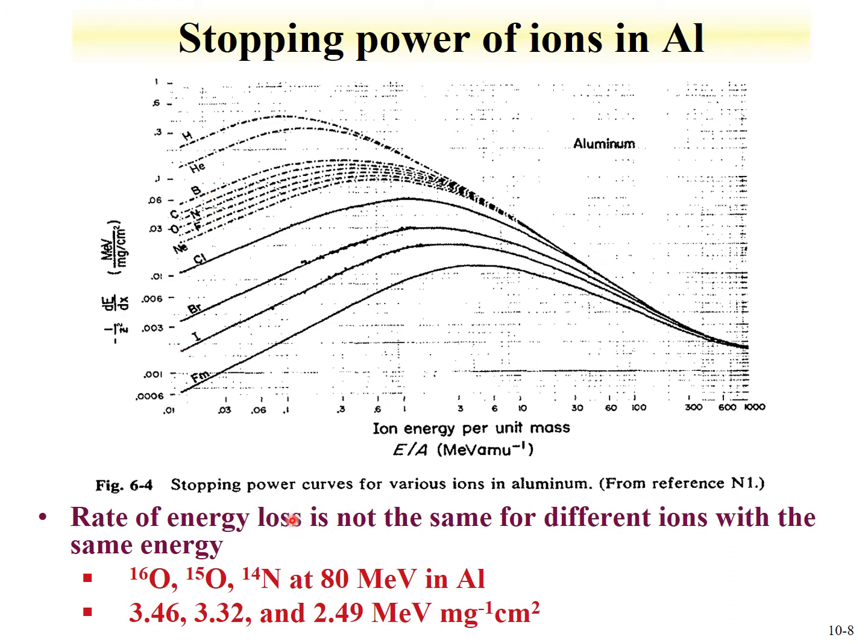So as details, the rate of energy loss differs for different ions with the same energy. As an example here, for two different isotopes of oxygen, nitrogen-14 going 80 MeV in aluminum, we see that they have different stopping powers of about 3.5 to 2.5 MeV per milligram per centimeter squared. So this unit listed here.